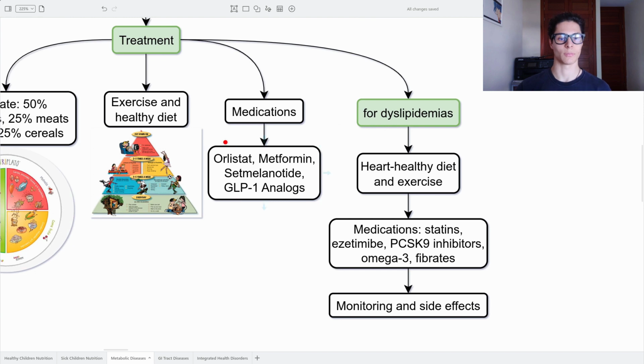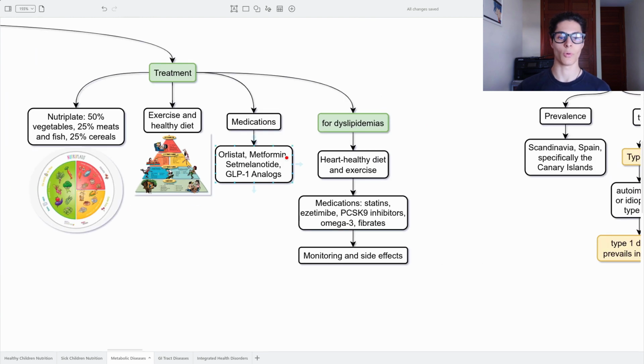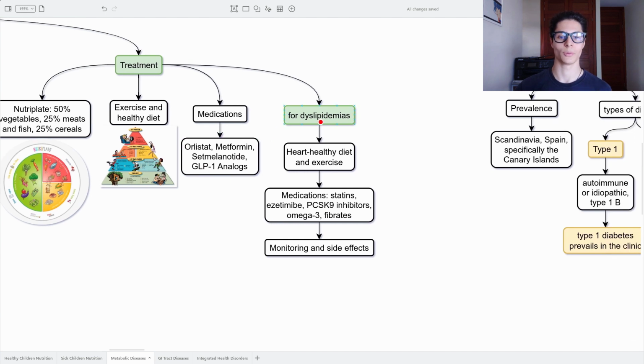The medication, well, the orlistat, metformin, setmelanotide, and the famous GLP-1 analog. This is the Ozempic. And for dyslipidemias, the treatment is a heart-healthy diet and exercise, similar to this one. Medications can be statins, ezetimibe, the PCSK9 inhibitors, omega-3s, and fibrates. When applying these medications, we have to monitor and consider the possible side effects.